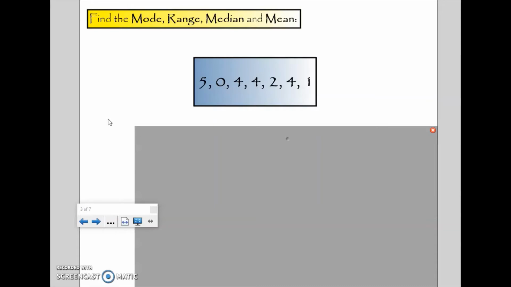Mean is adding, then dividing. Mode is most, mode is most. Median's in the middle, median's in the middle. Range high, low, range high, low.